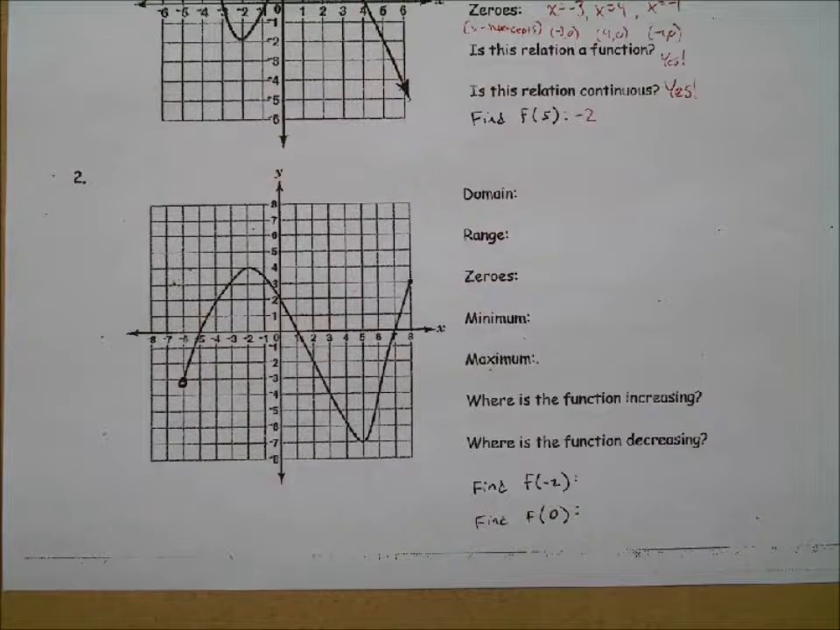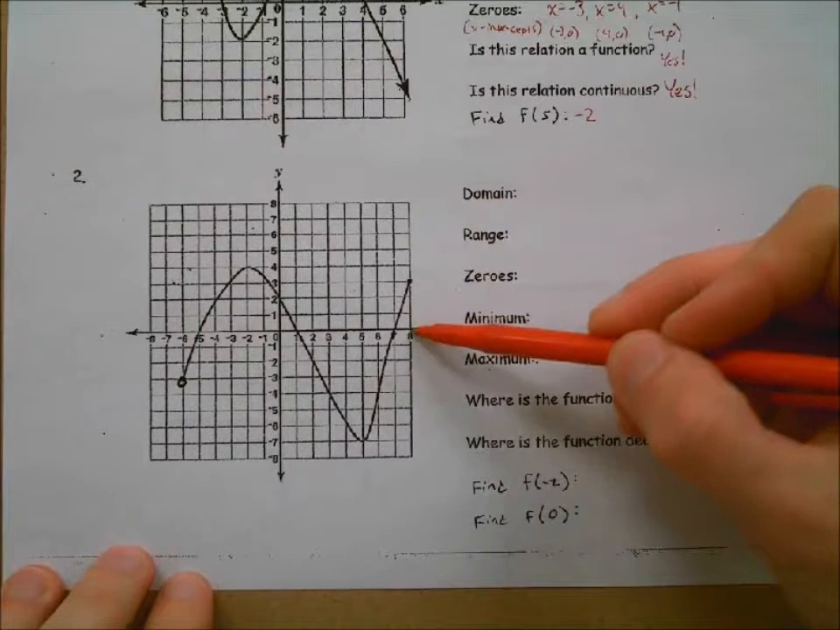Domain deals with x or y coordinates? X. That's left and right. All right. What's the farthest left x coordinate we have in our graph here? 8. Positive 8. You went the wrong direction. That's the farthest right we're going to go.